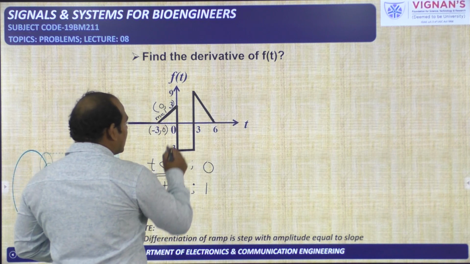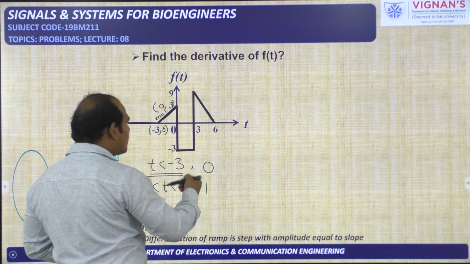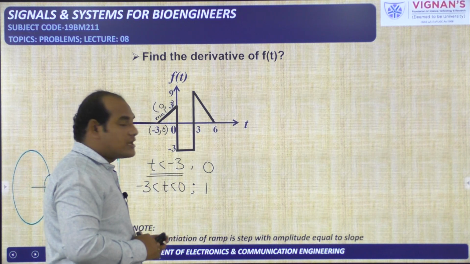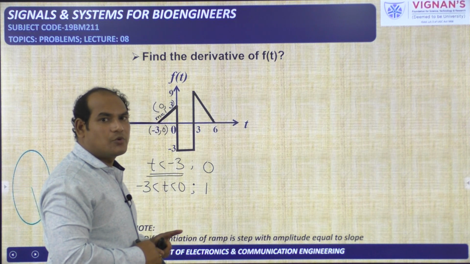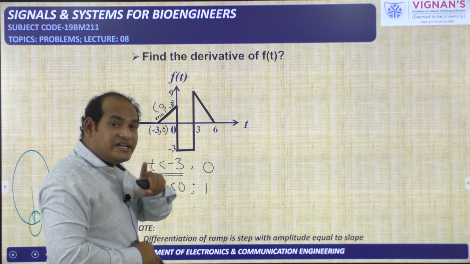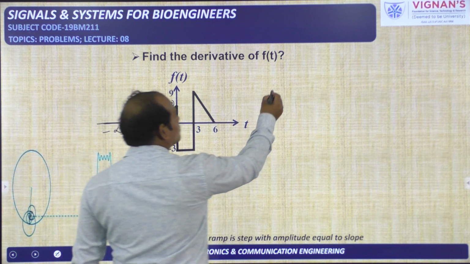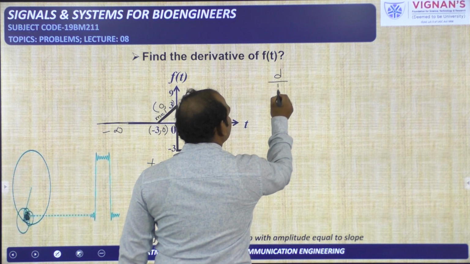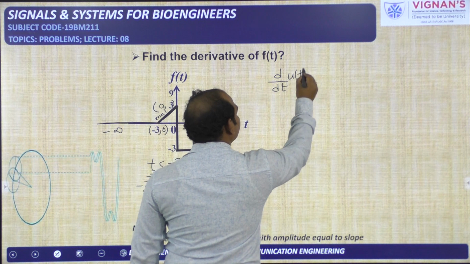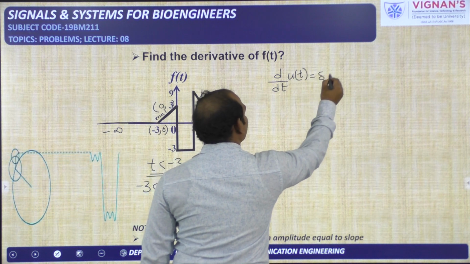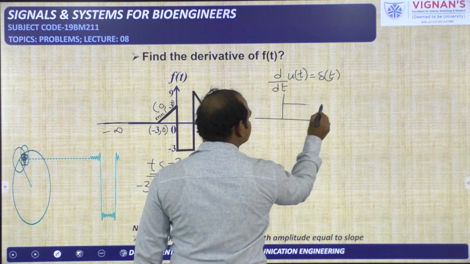That means it is a sudden change with an amplitude of minus 6. So this is a discontinuity. In our previous classes we have discussed that the derivative of a discontinuity is an impulse signal. In the last class we discussed d by dt of u of t, which is del of t, because u of t is like this.